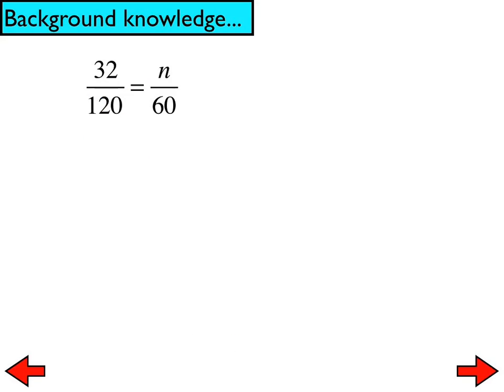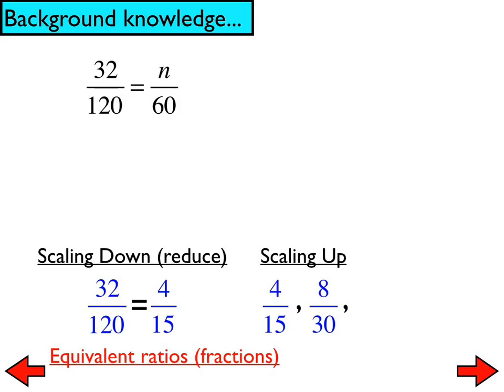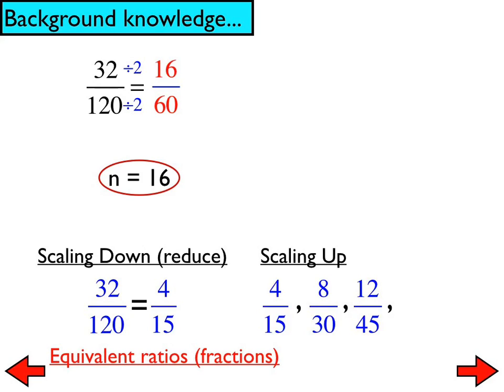Here was another one that we did. We did it by scaling down, which is taking the given ratio, reducing it all the way, and then scaling back up until we finally get a denominator of 60. And there we have it. So that means that the variable is 16, or n is equal to 16. And another way of getting there would be dividing both numerator and denominator by 2. And most of you went that route. So that was very easy.